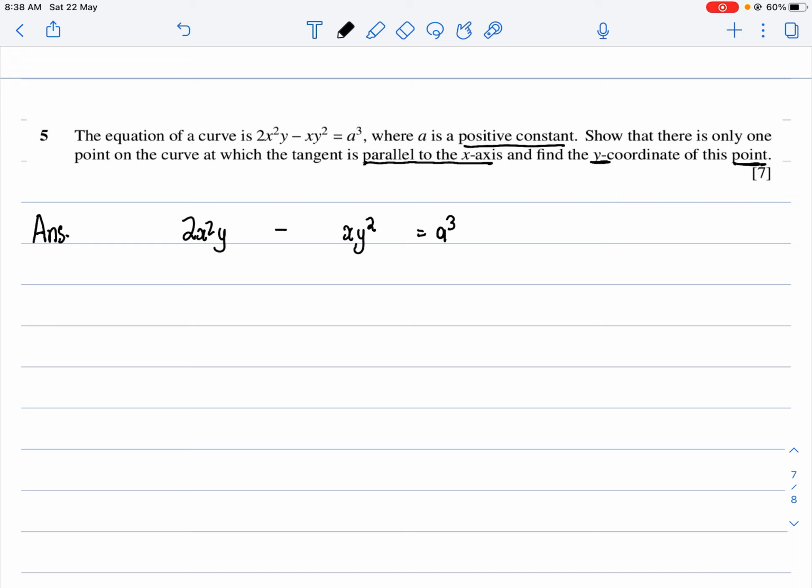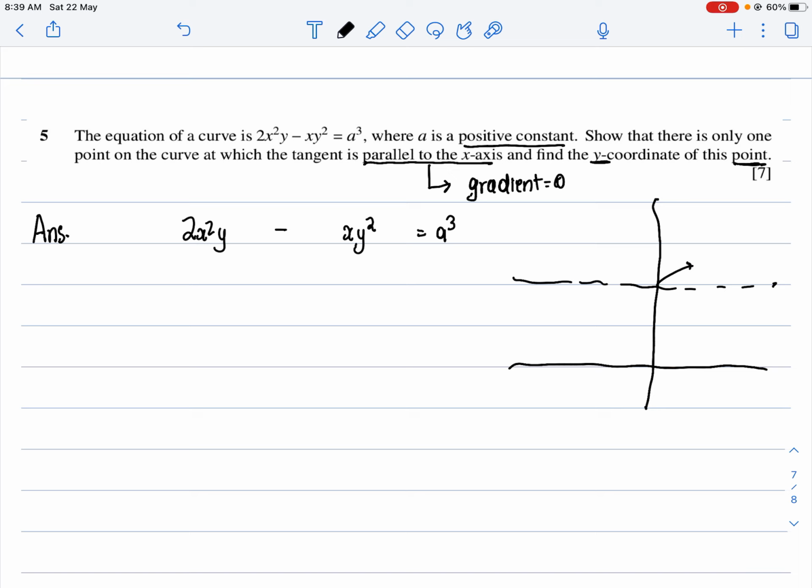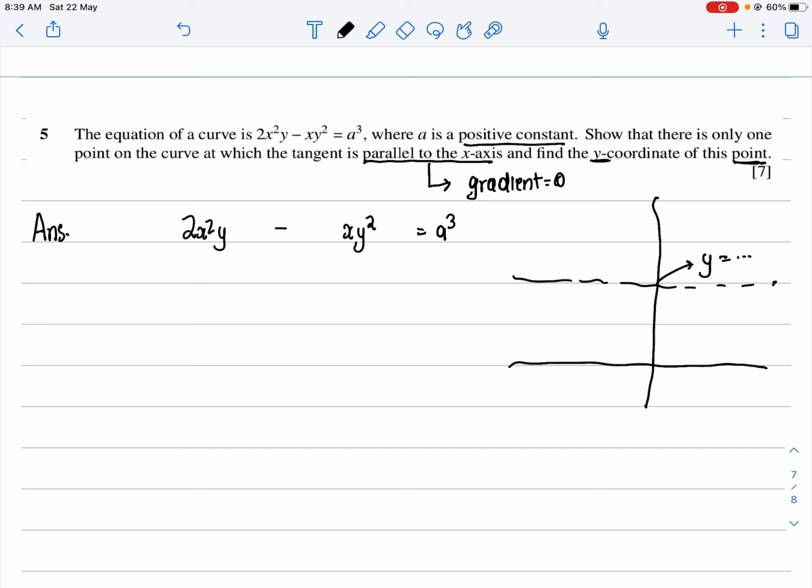So what we basically need to do is, parallel to the x-axis basically means your gradient is equal to 0, because parallel to the x-axis means your line is something like this. It's a straight line and the equation is something like y equals something. It's a straight line parallel to the x-axis, so the gradient has to be 0.